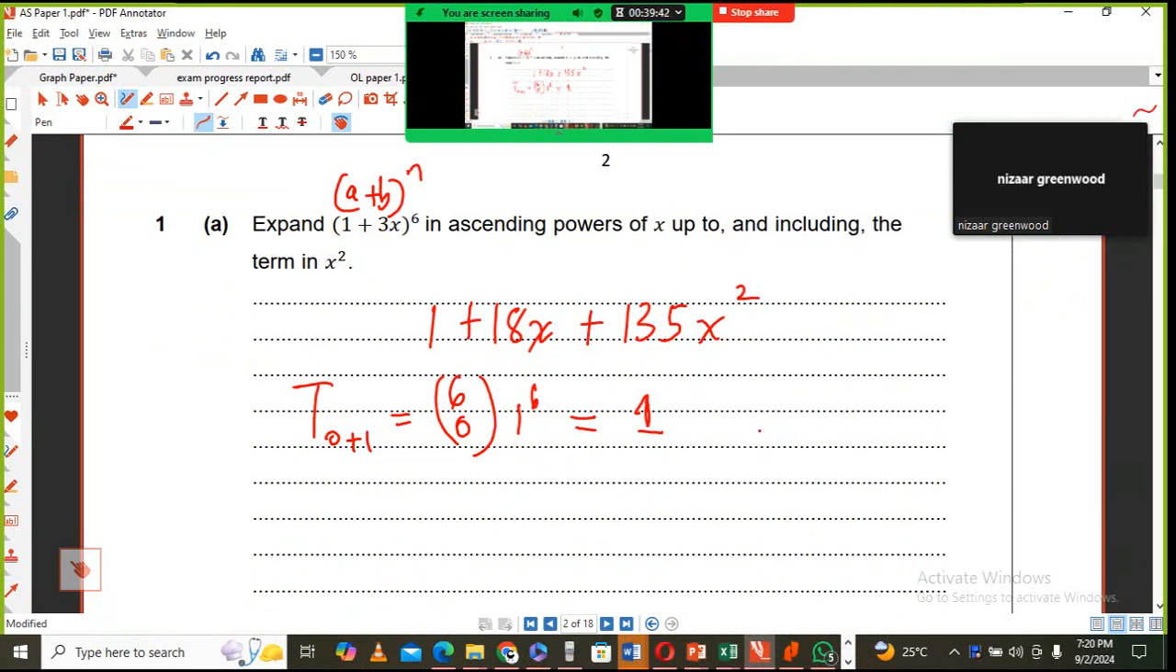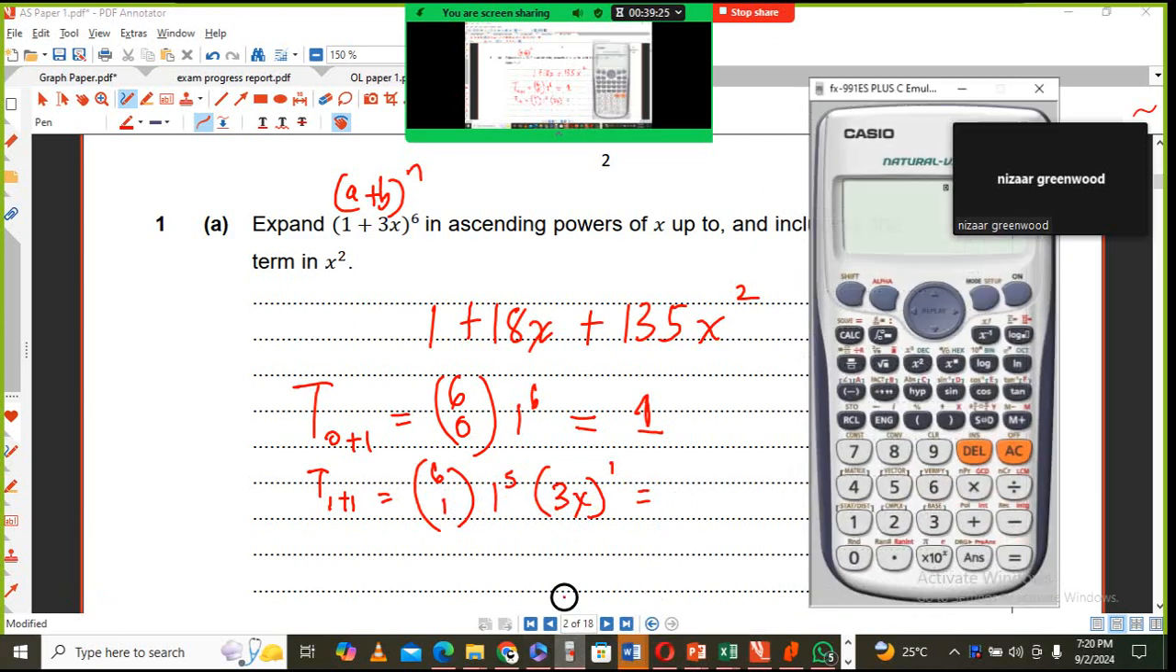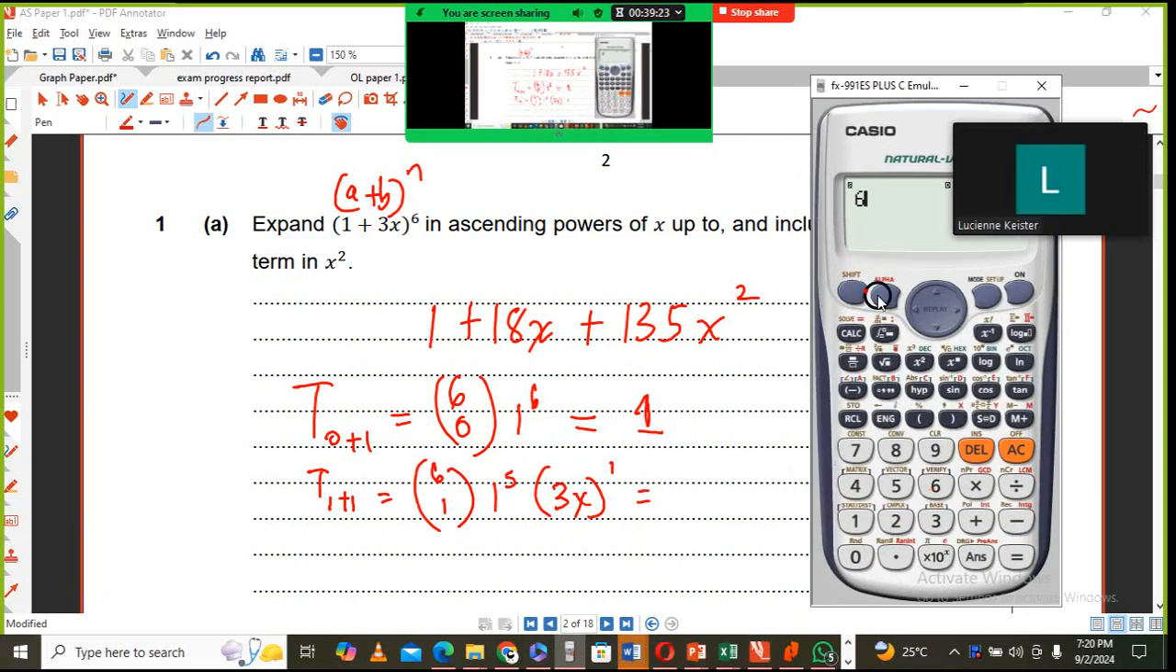All right, so when you are finding the second term, it will be 6 choose 1. And you have 1 raised to the power 5, and then obviously this is 3x, so it's raised to the power 1. 6 choose 1 is 6, you agree? Yes.